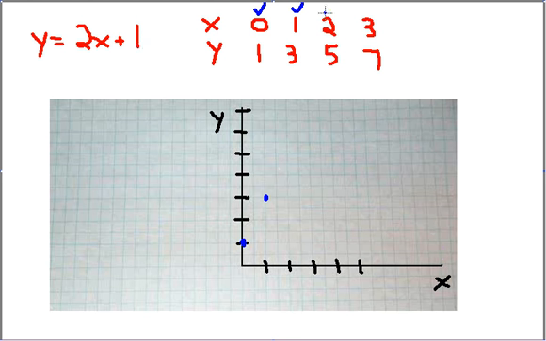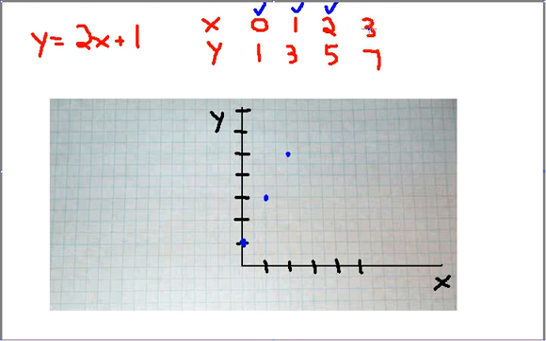So at the end of 2 days, they are now 5 kilometers above sea level. Come to our origin, come over 2 for the x's, and then up 5 for the y's. That takes care of our third point there. And then we'll just take a look at one more.